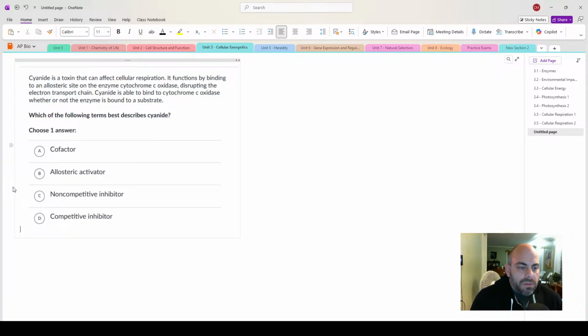And so let's go. Which of the following best describes cyanide? It is a non-competitive inhibitor, right? Because a non-competitive inhibitor does not bind to the active site. Cofactor, we didn't really talk about those. Allosteric activators, probably not a thing. Really, it's between C and D. And since the allosteric site is not the active site, C is the correct answer here.